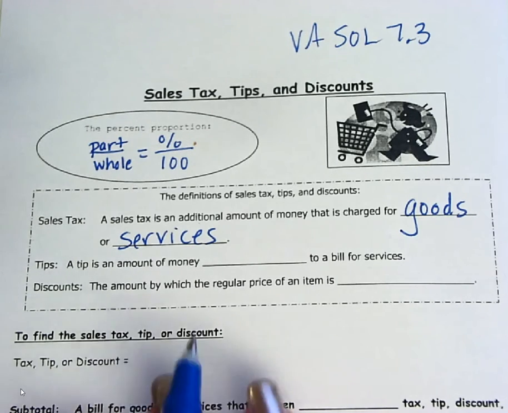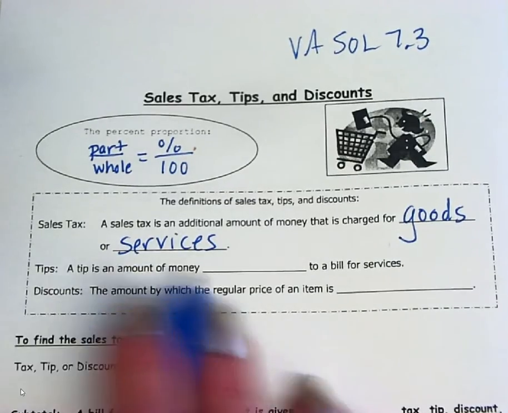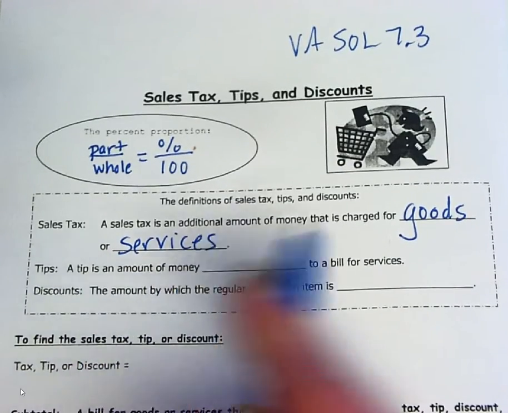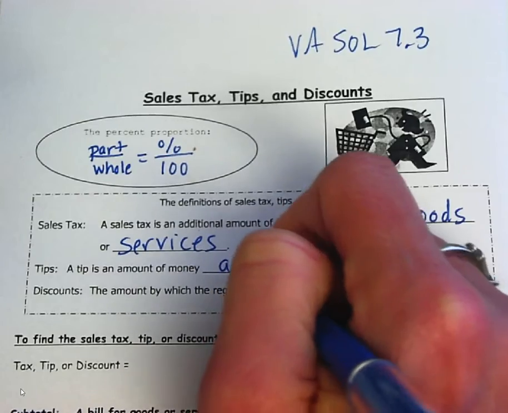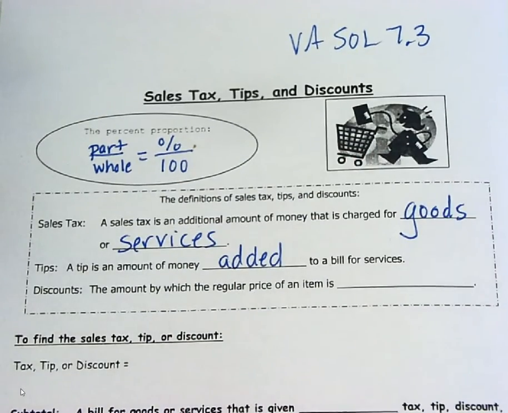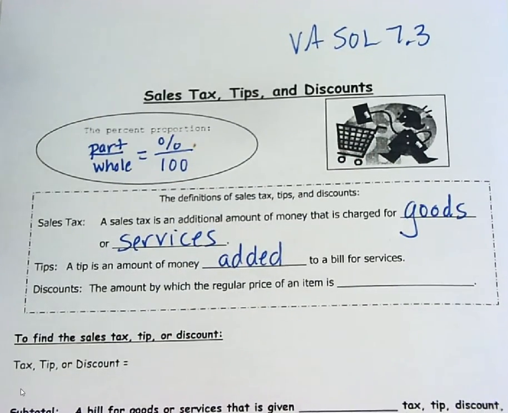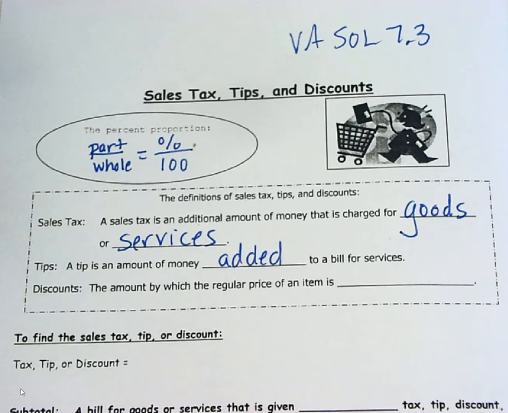Now a tip, just like sales tax, it's also added. So tip is an amount of money that's added to a bill for services. So when you're tipping someone, you're tipping them for their service. Like Maddie being a server, she's a waitress, so you tip her to pay for her services. Or if you go to get your hair done, or if you get your nails done, things like that.